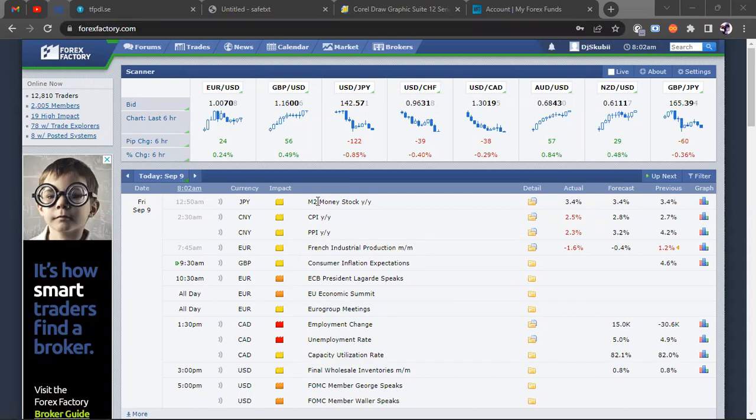So starting from the fundamentals here, we don't really have anything today. We have a couple of mid-impact news at 10:30 on the Euro, at 1:30 on CAD, and then you have FOMC members' speech by 5 p.m. on the USD. So we might see some volatility, but not that much. So let's jump on our charts and see what we can grab.